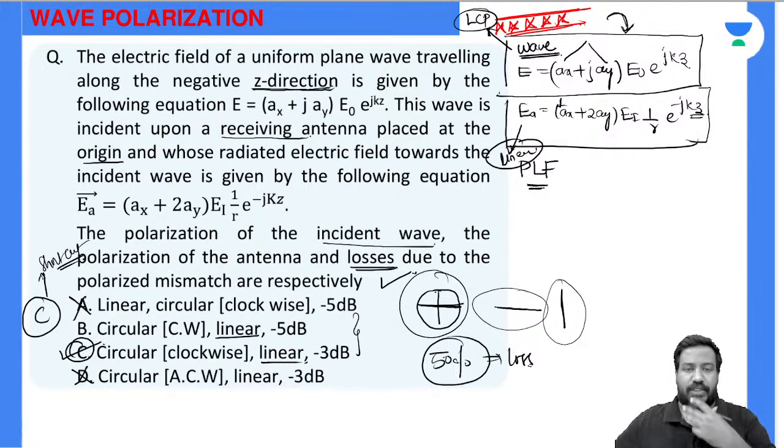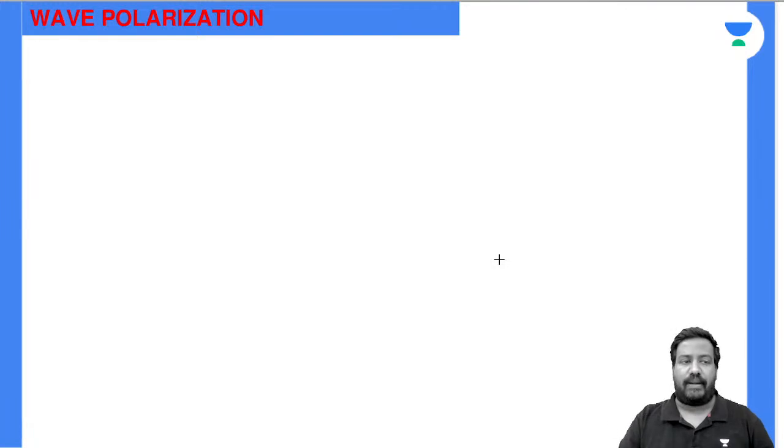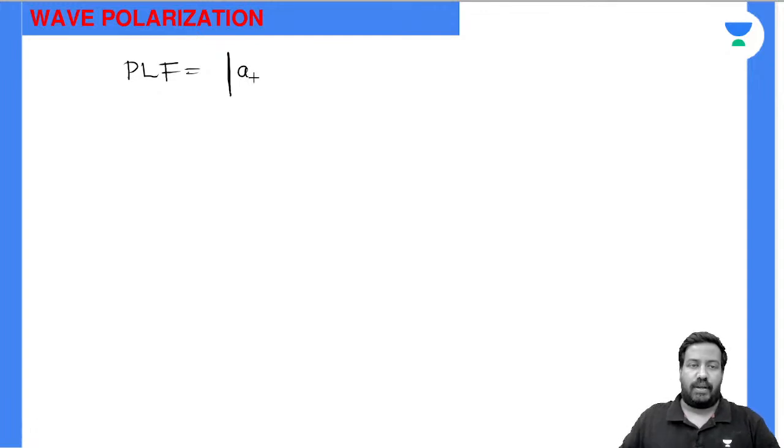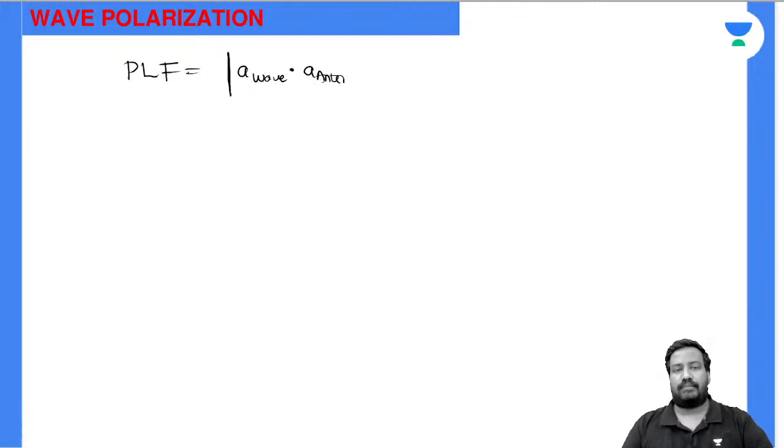If you want to know the procedure, then you should find the polarization loss factor, which is the modulus of the unit normal of the wave dot product with the unit normal of the antenna, whole square. This is the formula for polarization loss factor.